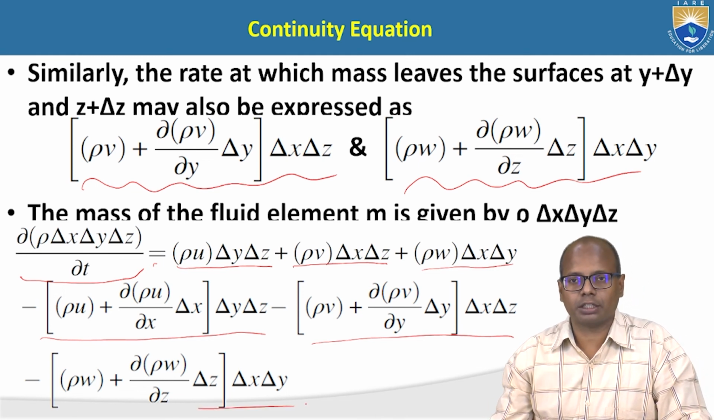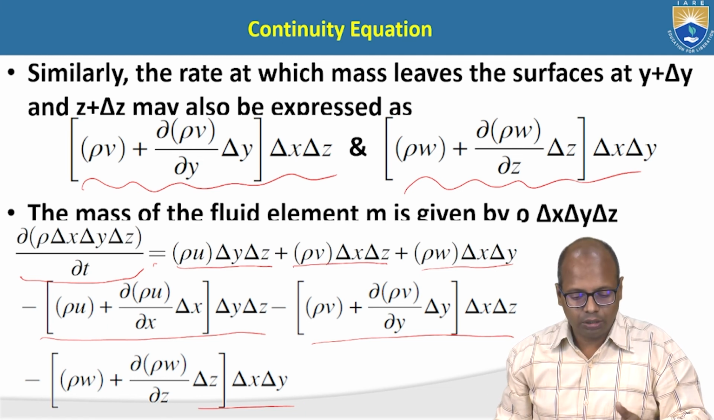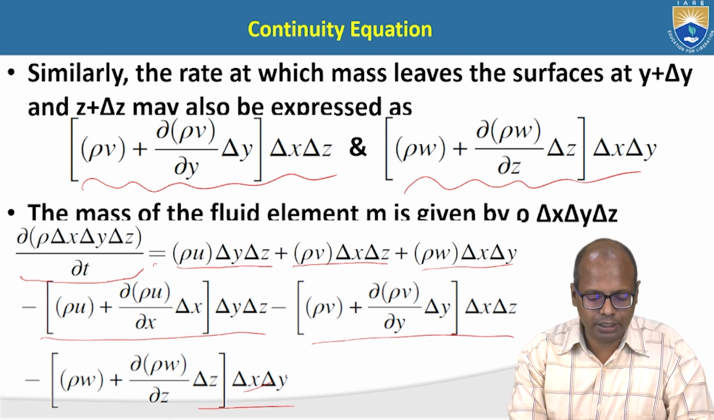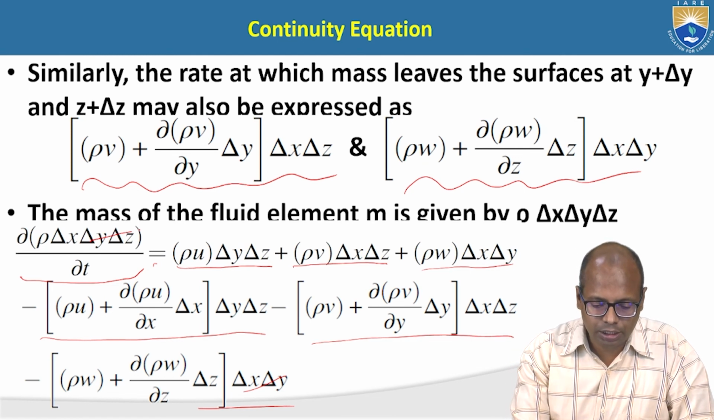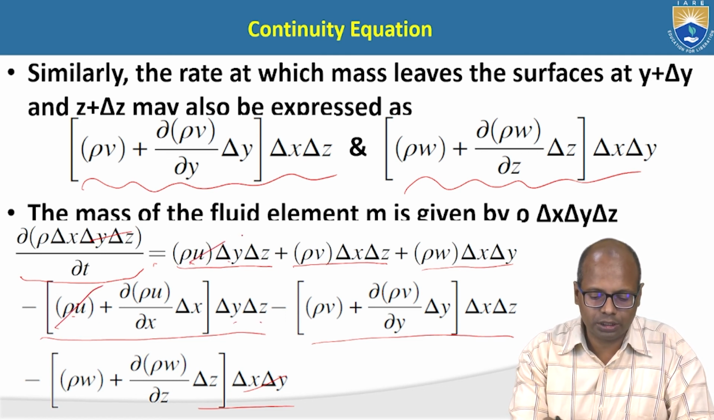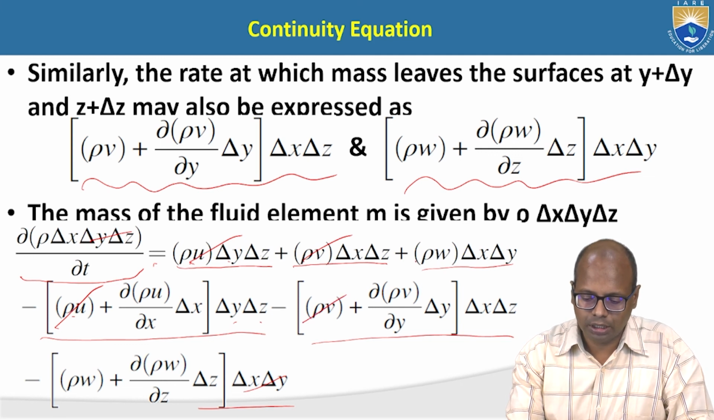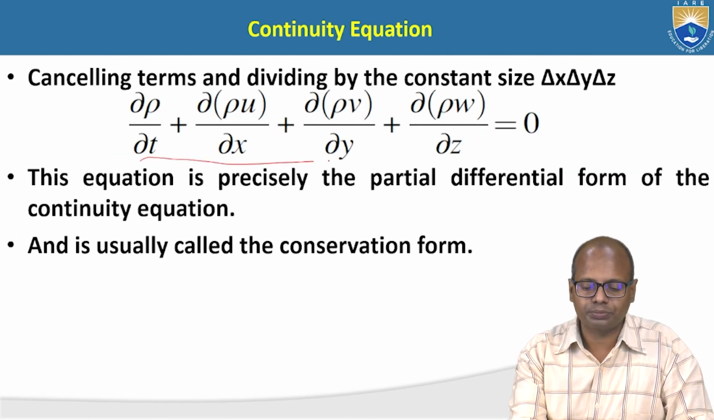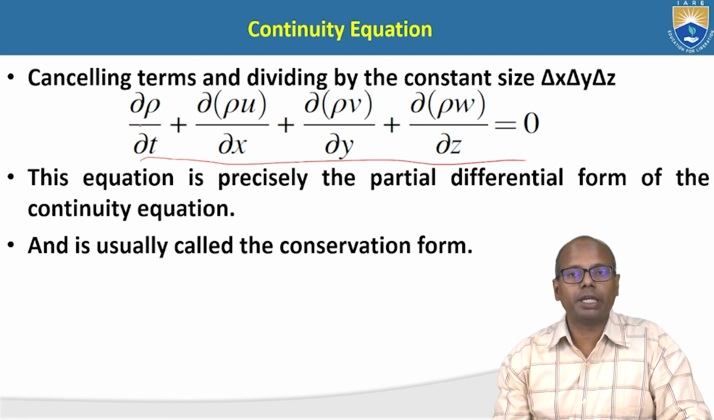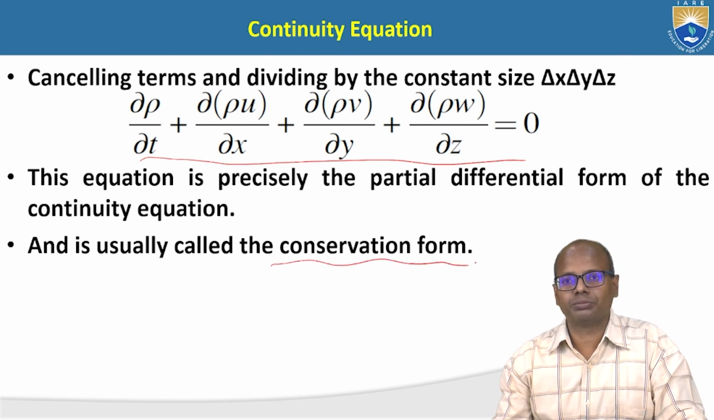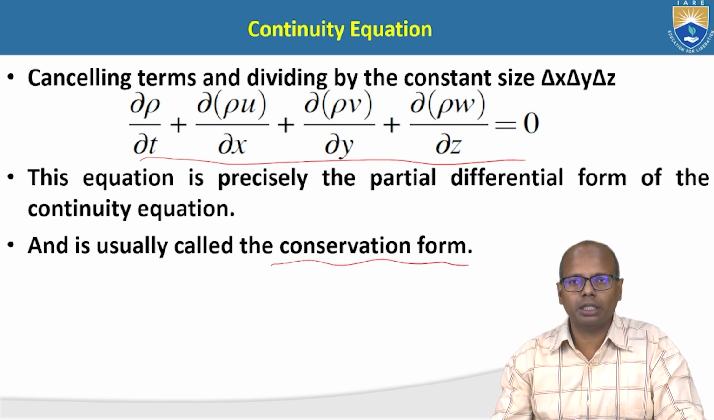So if I equate these two, what will happen is this delta x, delta y, delta z is a constant on both sides. So I can eliminate that delta x, delta y, delta z. Another thing, here rho u delta y delta z is there and here minus rho u delta y delta z is there. So this term is eliminated and this term is eliminated and this term is eliminated. If I eliminate all these terms, I will remain with these terms. This is the final continuity equation in Cartesian coordinates and it is the conservation form. Okay, if anyone asks what is the conservation form of continuity equation, this is the conservation form of continuity equation.